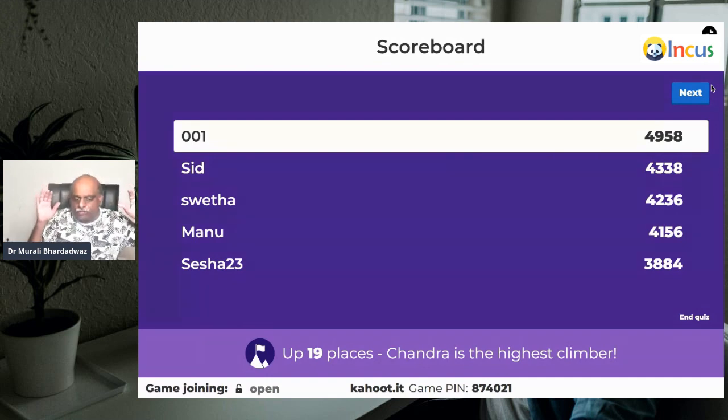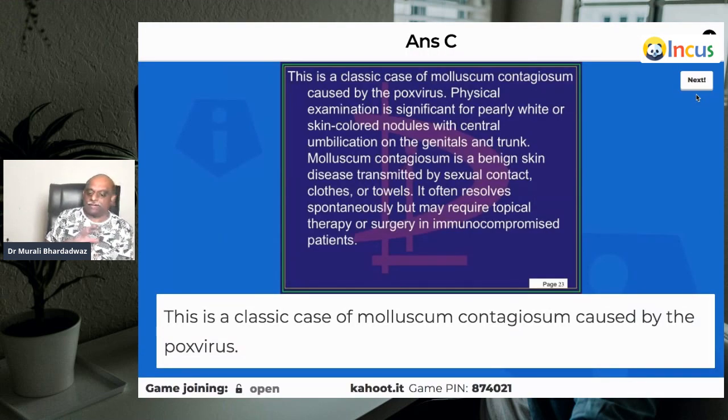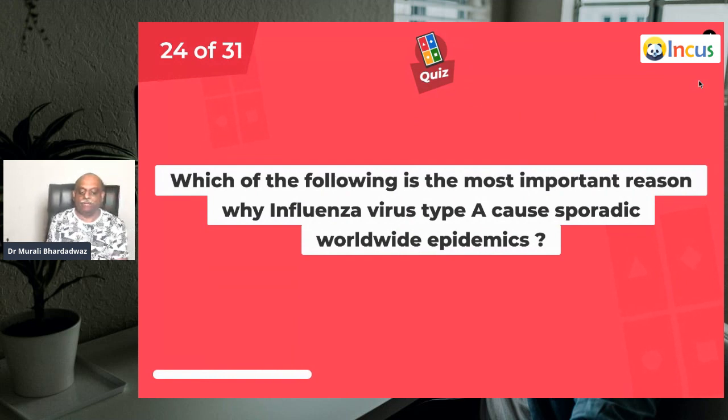001 is on the top, followed by Sid, Shweta, Manu and Seisha. So doctor, based upon the clinical findings, molluscum contagiosum caused by pox virus is the one which you have seen.